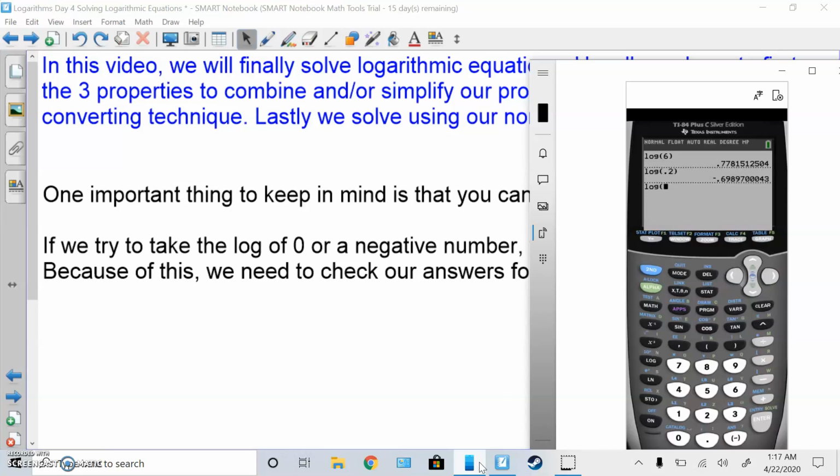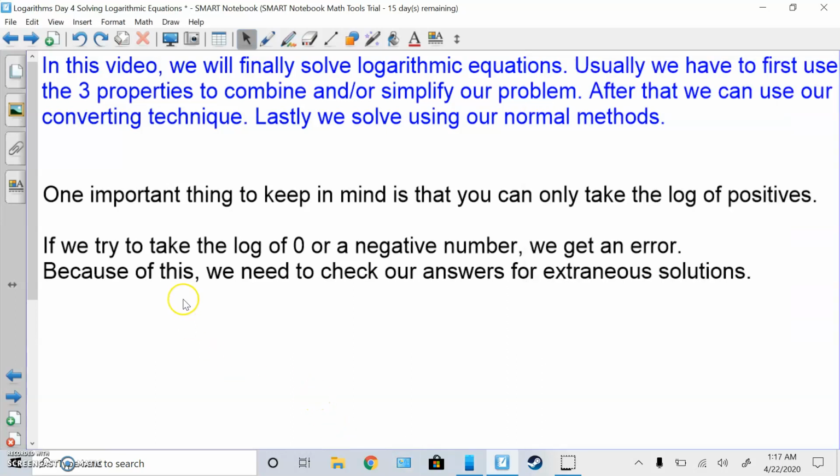If I try to log base 10 of 0, I get an error. I can try log base anything, but in this case, base 10 of, say, negative 8, I got an error, non-real. Alright, so you must log positive numbers. It cannot be 0 or negative. Because of that, we have to check our answers for extraneous solutions.